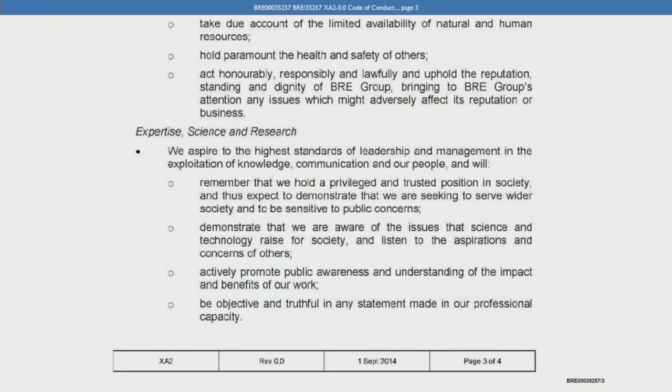Now, apart from the fact that this code was dated September 2014 and the exchanges we've been looking at just now took place in the April of that year, can you explain how your responses in those emails, particularly the "woo, this looks dangerous" email, are consistent with the principles that I've just read to you? So, BRE, the staff, myself, everybody has always done work for the public good and to support the health and safety of others in the environment. That is part of the raison d'etre.